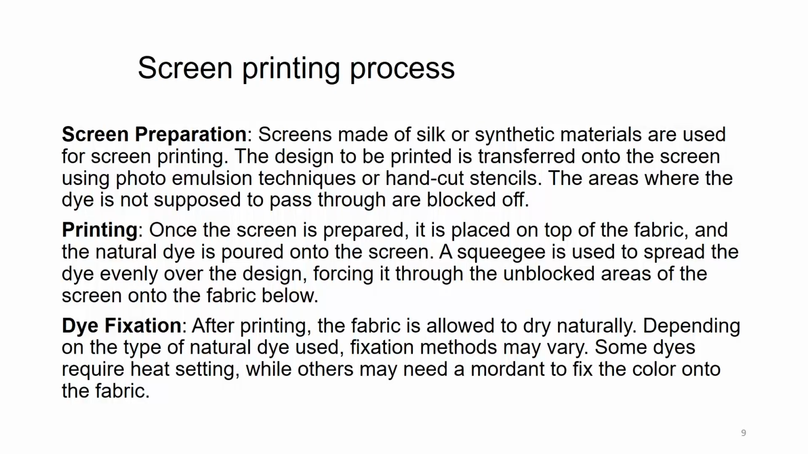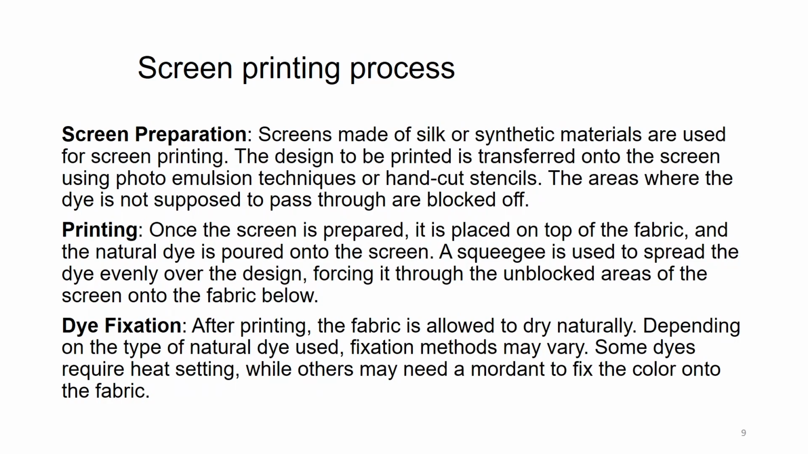Second step becomes screen preparation, and we saw that screens made from silk or synthetic material like nylon are used generally for screen printing. The design to be printed is transferred onto the screen using photo emulsion technique or hand cut stencils. Either the stencils are hand cut or they are light sensitive emulsions which are applied on the screen. The areas where the dye is not supposed to pass through are blocked off.